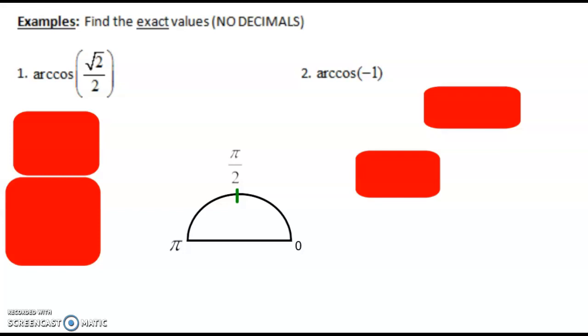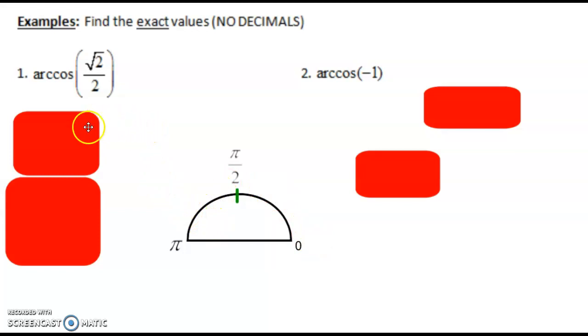So again, when you're finding the arc cosine, that's the same thing as finding the inverse cosine. What you're finding is what angle measures have a cosine of this value, √2/2. So remember, inverse cosine is defined from 0 to pi. I just labeled pi over 2 to give you an idea of what that semicircle looks like.